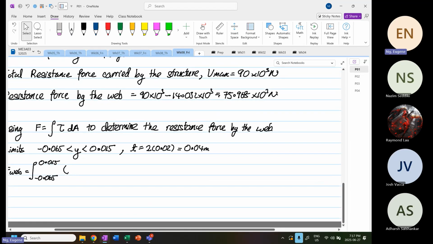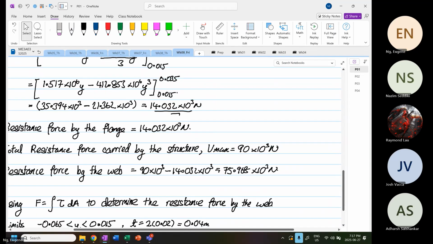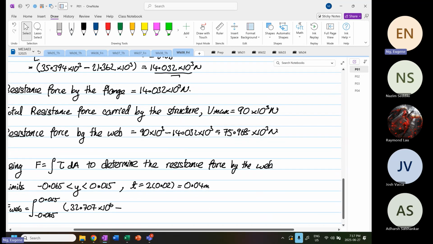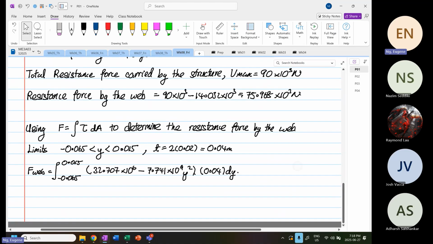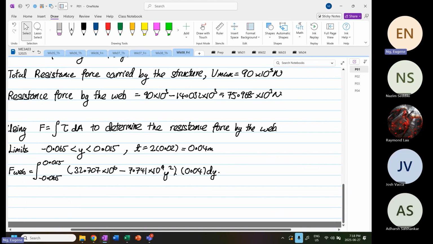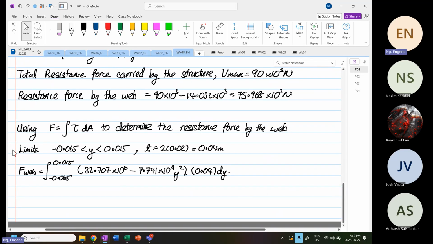Then we have 32.707 times 10 to the power 6, minus 7.741 times 10 to the power 9 y squared. And dA, the thickness, is held constant at 0.04, and then we do dy. I'm going to copy the exact same function to the next page, as I'm running out of page.